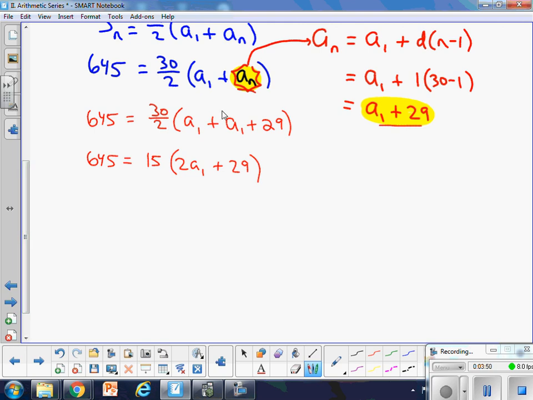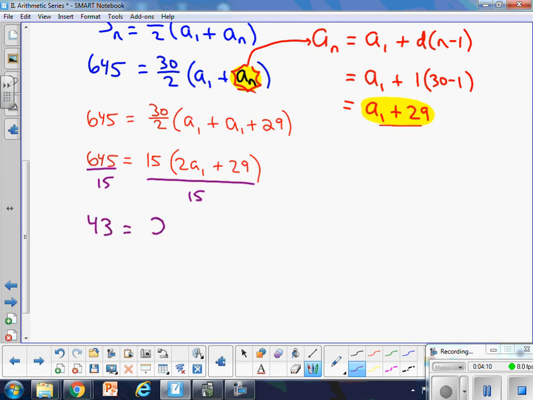So doing the algebra, I'm going to first divide by 15 on both sides to get rid of that. So dividing by 15 should get us, let me double check, I don't have a calculator on me, I think it's 43. Yep, 43.